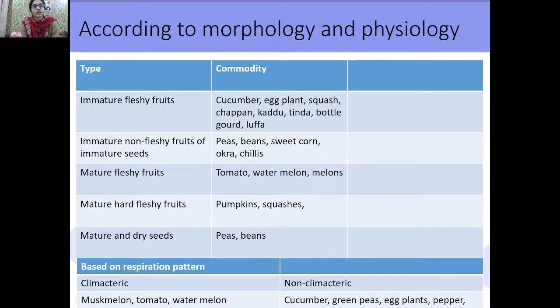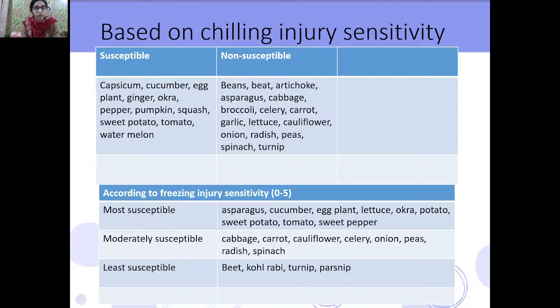Then according to morphology and physiology, questions are asked about which fruit is an immature fleshy fruit. It includes your cucumber, eggplants, squashes, bottle gourd, etc. Then your mature fleshy fruits include tomato, watermelons. Then mature and dry seeds include your peas and beans. Similarly, on the basis of respiration pattern, which includes climacteric and non-climacteric, the basis is the same as that of the fruits or vegetables.